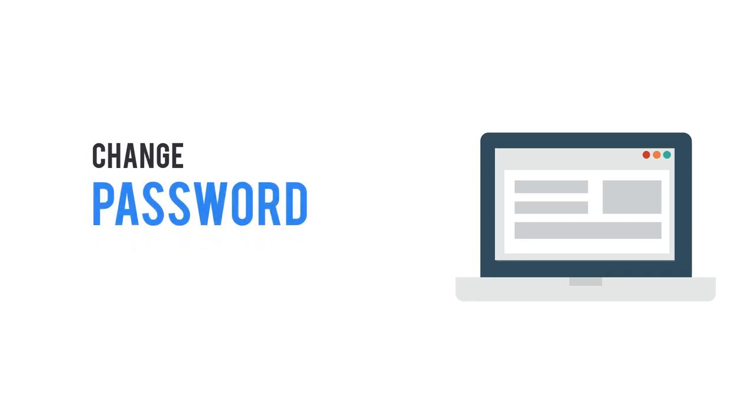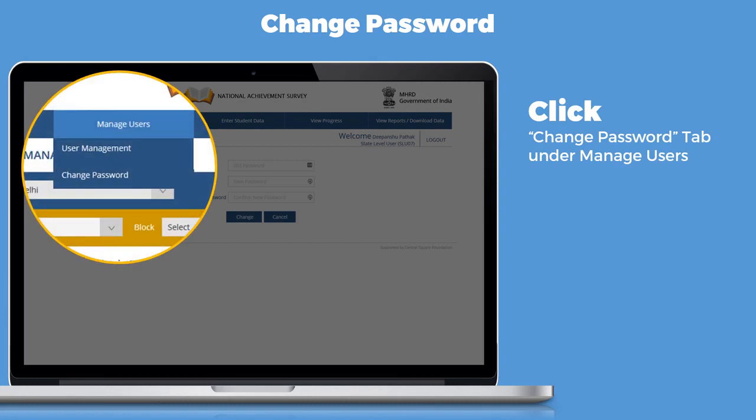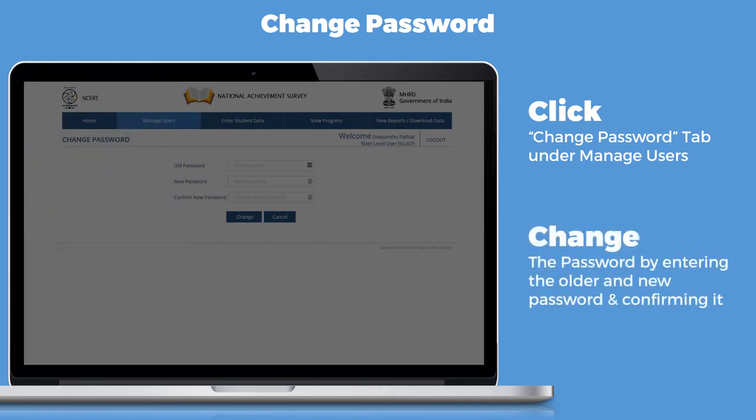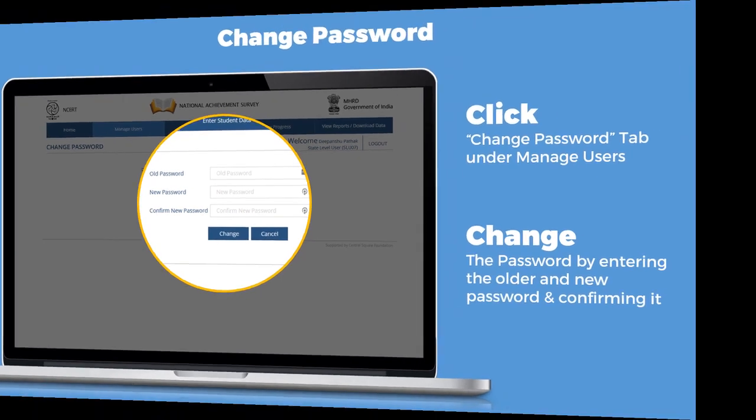Change password. To change password, the user clicks Change Password under the Manage Users tab. User first enters his current password in the Old Password field, followed by the New Password in the New Password field. Next, the user confirms the new password by entering it again in the Confirm New Password field. Once done, user clicks Change. A window appears confirming the password change.